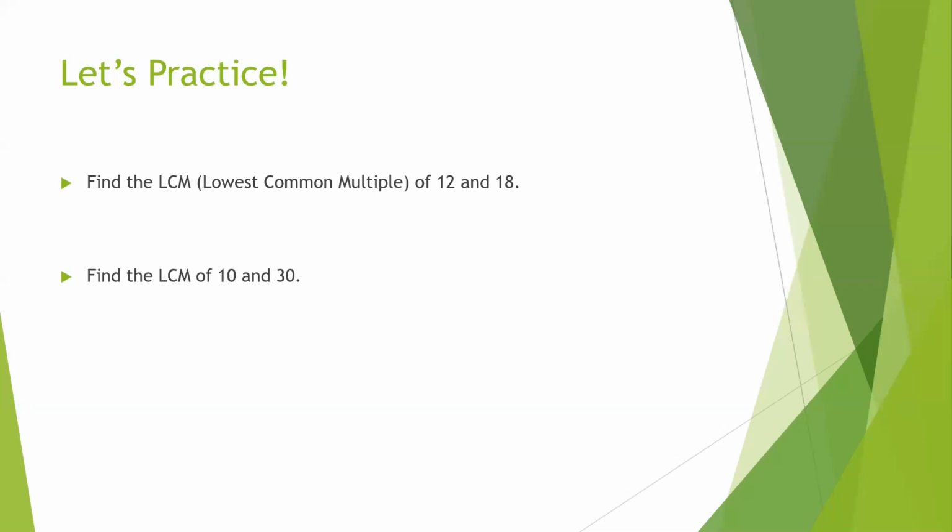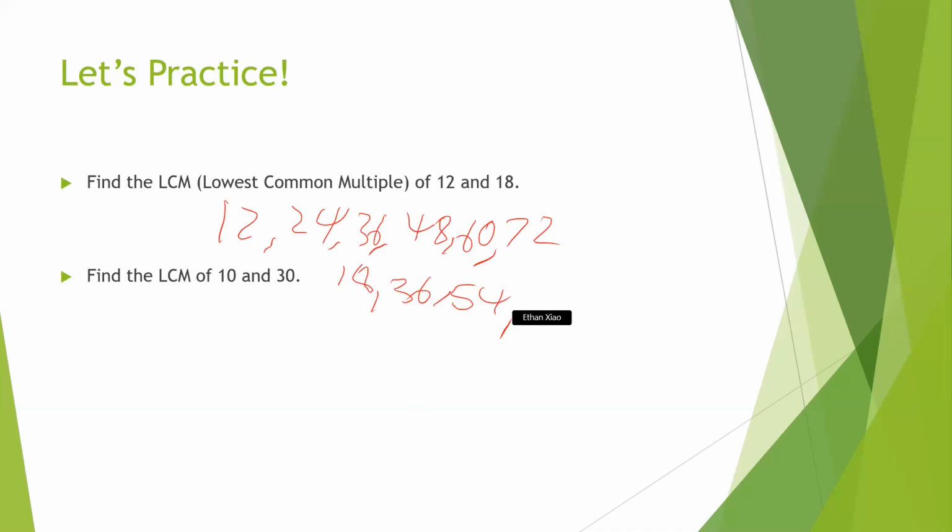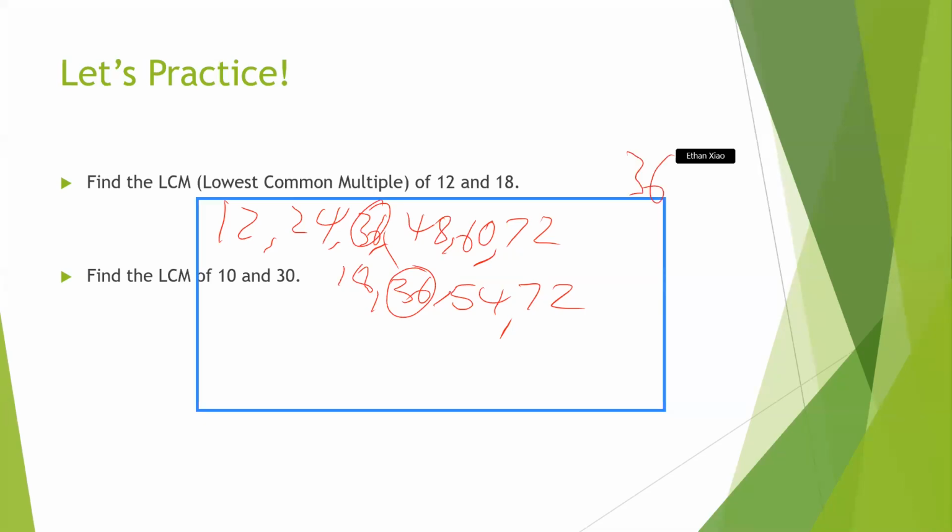So first we can just list the multiples. So 12, 24, 36, 48, 60, etc. And now we can list multiples of 18. So now we know that 36 is the answer, since 36 is the lowest multiple that both of them share. And while you can see that 72 is also shared, it's not the lowest one and 36 is, which means 36 is the lowest common multiple.